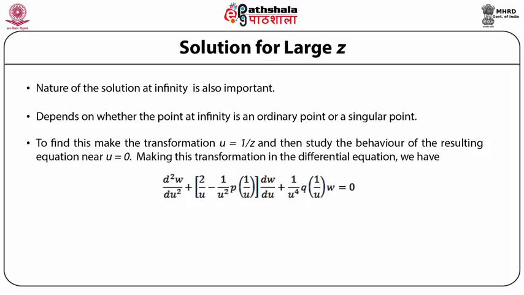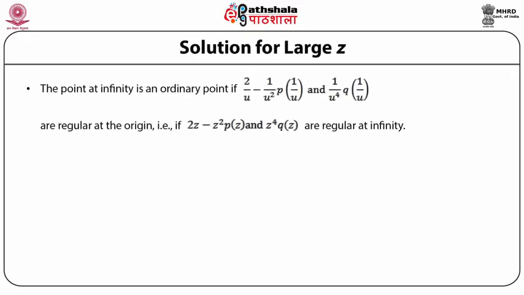Making this transformation in the differential equation, we obtain d2w by du square plus dw by du multiplied by (2 by u minus 1 by u square into p of 1 by u) plus 1 by u raised to power 4 into q of 1 by u into w is equal to 0.